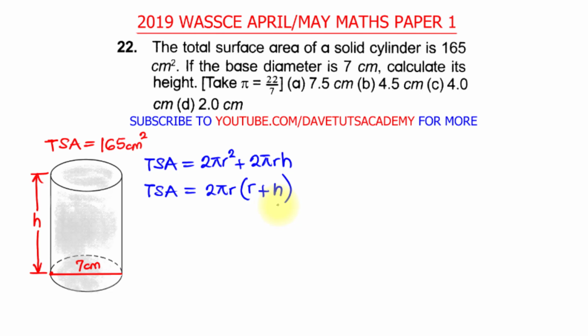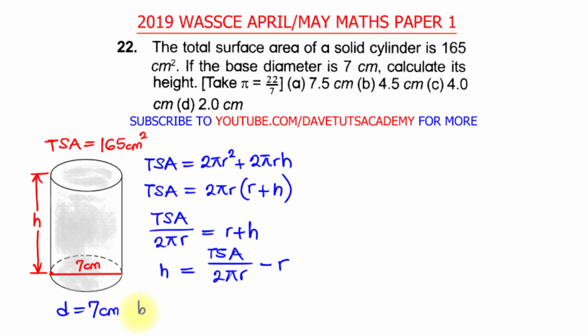From there we can even make h the subject of the formula, so that we can plug in our values easily. We can now say the total surface area over 2 pi r is equal to r plus h, so that h will be the total surface area over 2 pi r minus r. When this r moves to the left hand side, it becomes minus r. But from the question, we're not given r, we're only given the diameter. The diameter is 7 centimeters, but we know that the radius is diameter over 2, half of the diameter. It's the distance from the center of the circle to any side on the circumference. That's the radius. We are given the diameter, which is the full length. So the radius will be 7 over 2, and 7 over 2 is 3.5 centimeters.